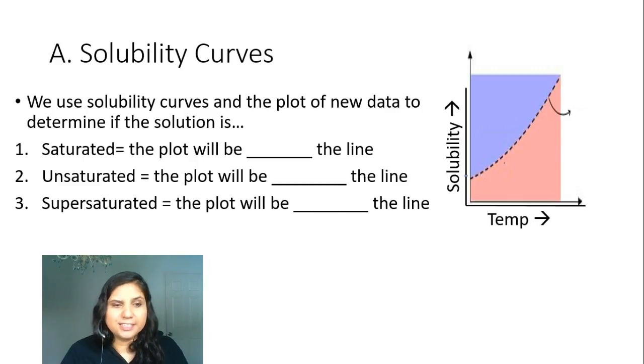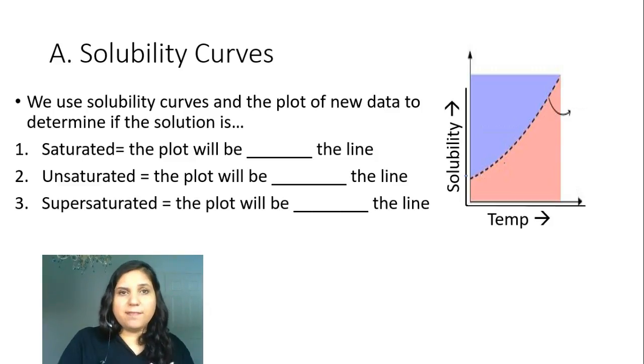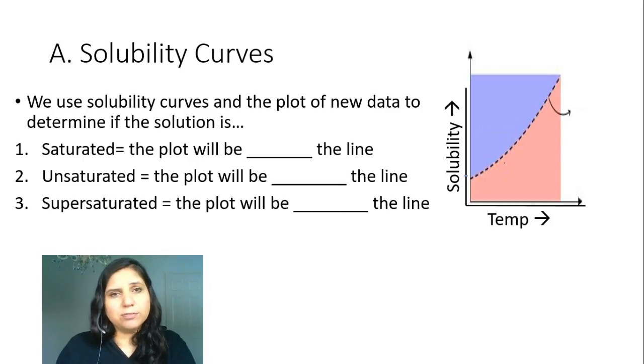Okay, so why do we need these graphs? So it says we use solubility curves and the plot of new data to determine if the solution is one of these three things: saturated, unsaturated, or supersaturated. Remember that saturated is when you have the maximum amount of solute that can dissolve. Unsaturated is when you have less than maximum, and supersaturated is when you have more than maximum dissolved in there.